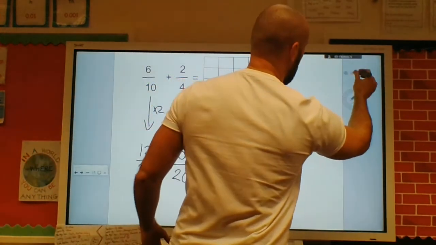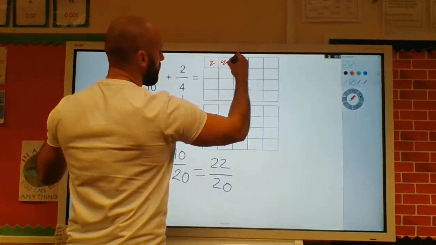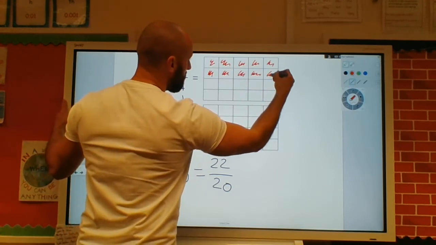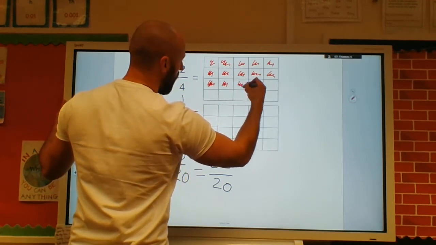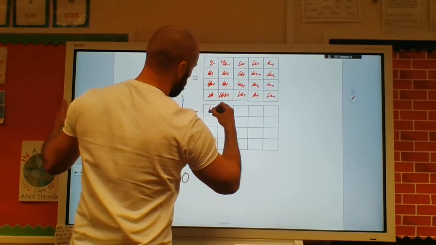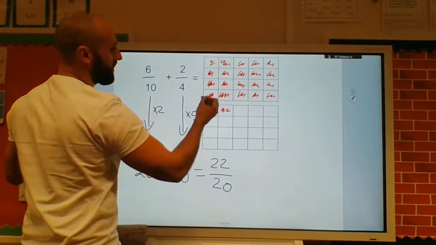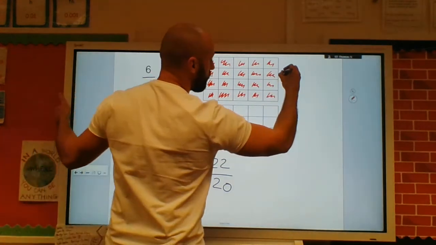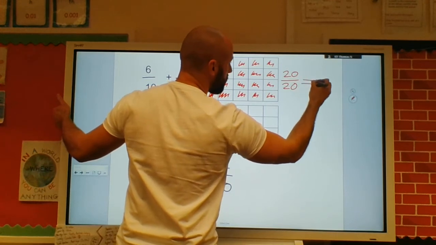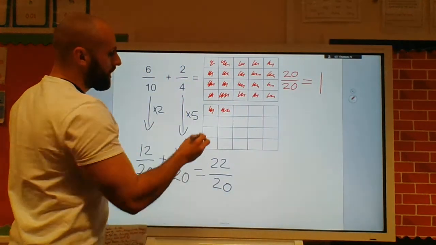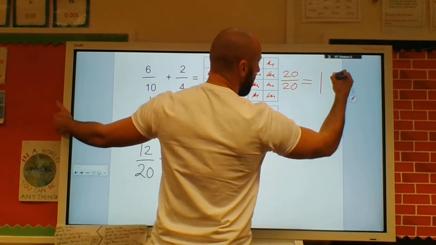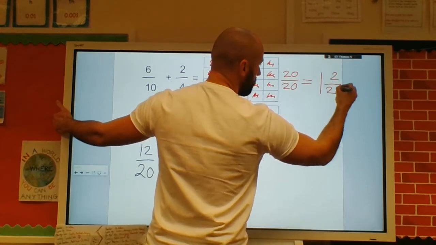I'm going to show you what that looks like on my bar model here. So I'm going to shade in the 22 20ths. Remember, the denominator is how many parts there are to the whole. So here, I've actually filled in the whole shape. I've coloured in 20 20ths. Well, that equals 1 whole. And then here, I've got 2 20ths left. So my answer is 1 whole and 2 20ths.